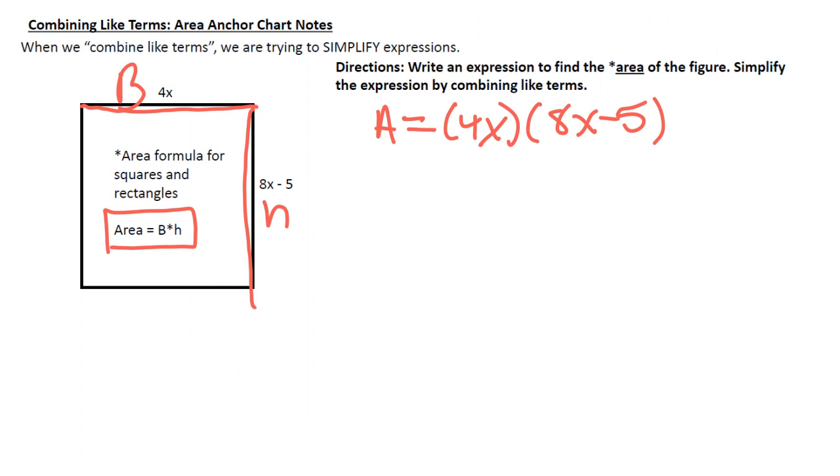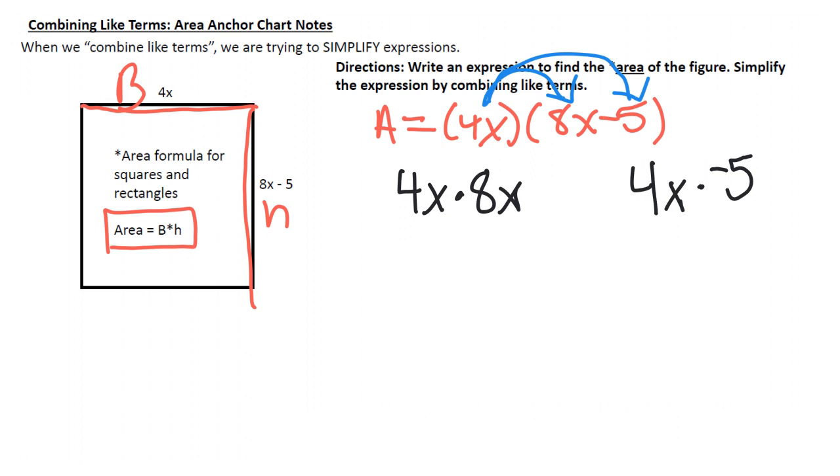Next, for step 2, I'm going to use the distributive property to help me to multiply the base and height. Notice that I have these 2 parentheses here. One was my base, one was my height. So I'm going to distribute this out. So I have a 4x times 8x, and then I have another 4x times that negative 5.